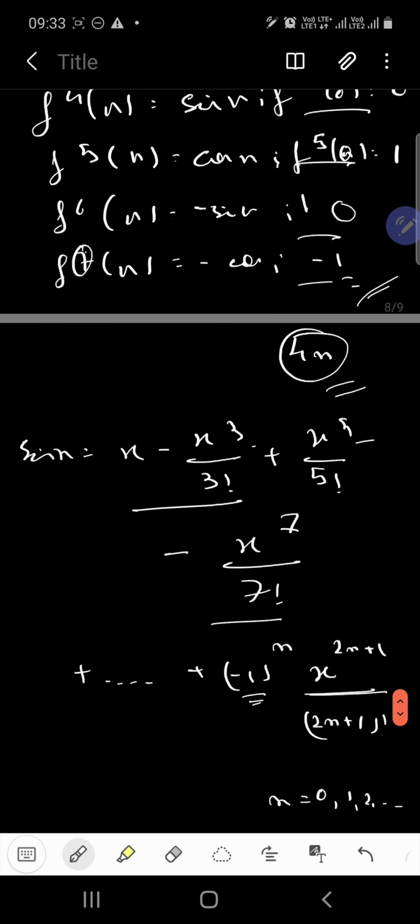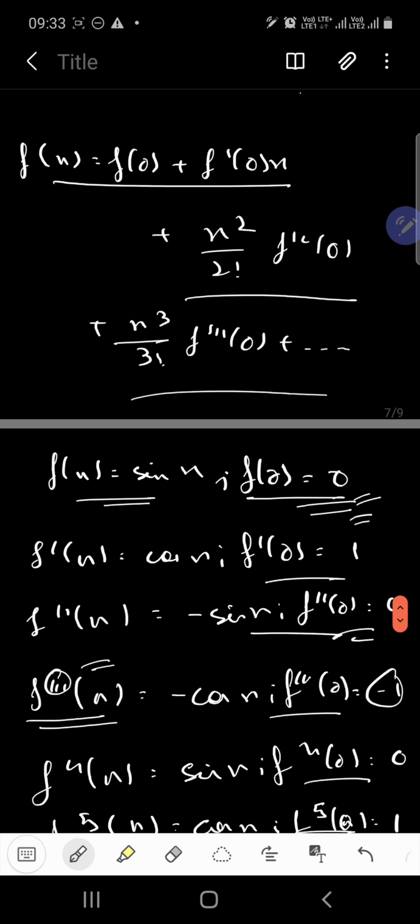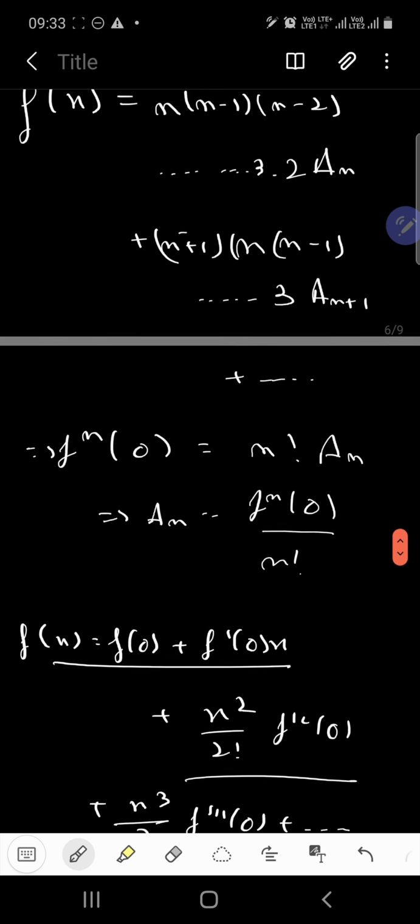Similarly, you can find the expansion of any function, considering the fact that the function must be continuous at x equal to 0 and all the successive derivatives of that function must be continuous at x equal to 0 as well. So this was all about the Maclaurin series.